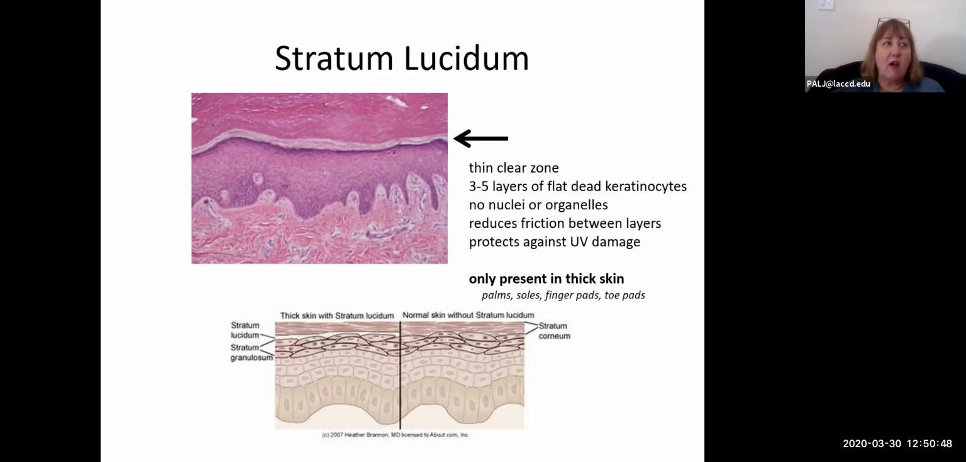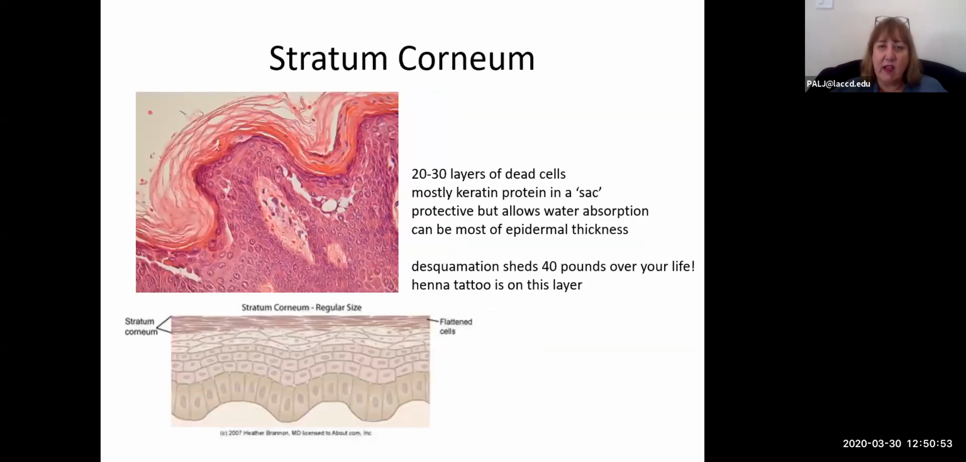All right. So now I'm ready for the superficial layer, which is the stratum corneum. This is layers of dead cells. Basically, it's keratin still in a sac. The outer plasma membrane hasn't broken down, but everything inside the cell is dead. So it's protective. This is what makes skin keratinized, as opposed to the mucosa being non-keratinized.